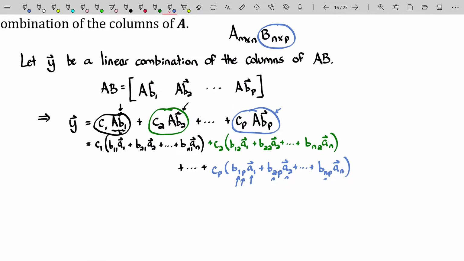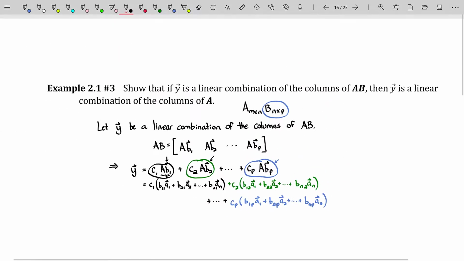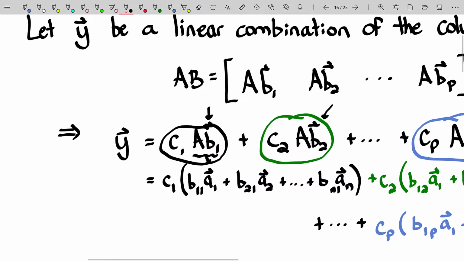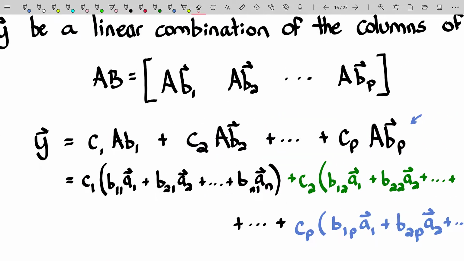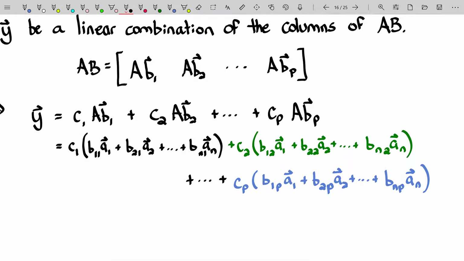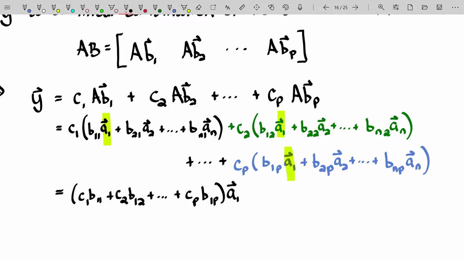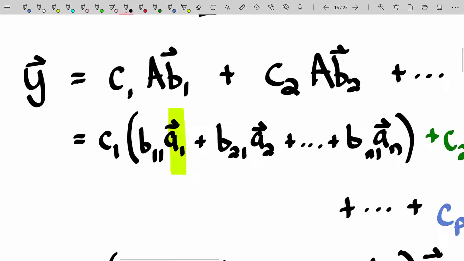Now remember, the ultimate goal here is to show that Y must be a linear combination of the columns of A. We're saying that Y is equal to all this stuff right here, C1 A B1 and so on and so forth, which is equal to this colorful ink right here. And now we're going to reorganize things. I'm going to collect like vectors. So vectors A1 I'll collect up. There we go. I just grabbed all of those vectors A1 and their corresponding coefficients.